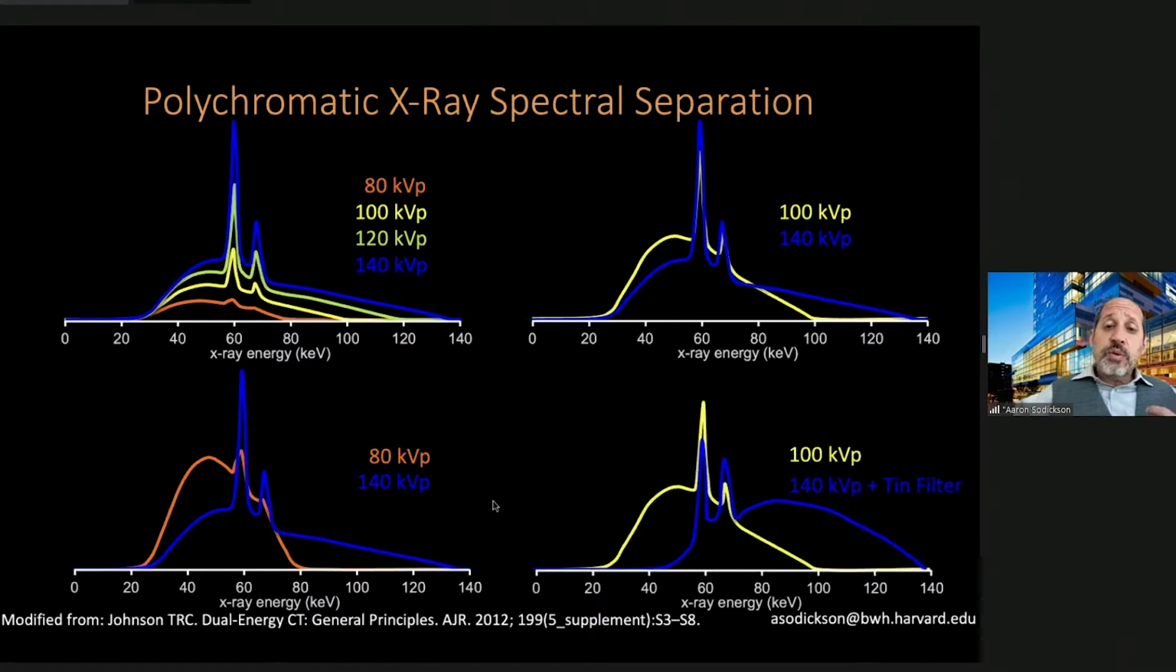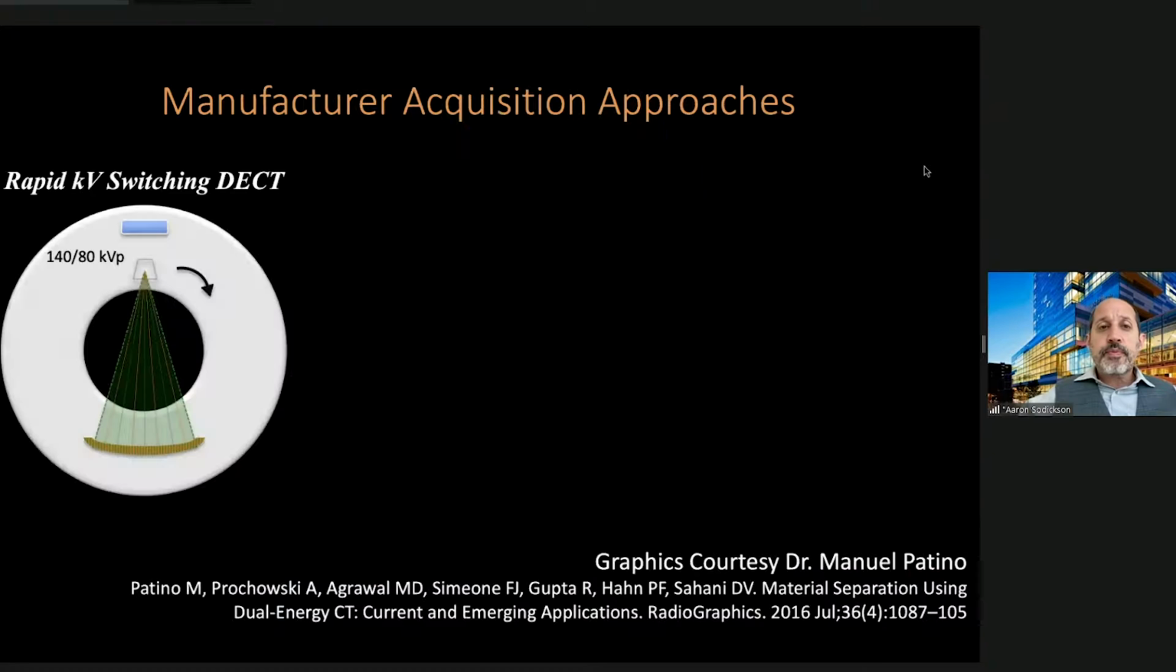Another approach on the dual source scanners that can be used is, since we have two X-ray tubes, we can put a tin filter in front of this blue spectrum and attenuate the lower energy components so that we harden that spectrum and make a better spectral separation between the 140 with tin and the 100, allowing us to better penetrate through our larger patients.